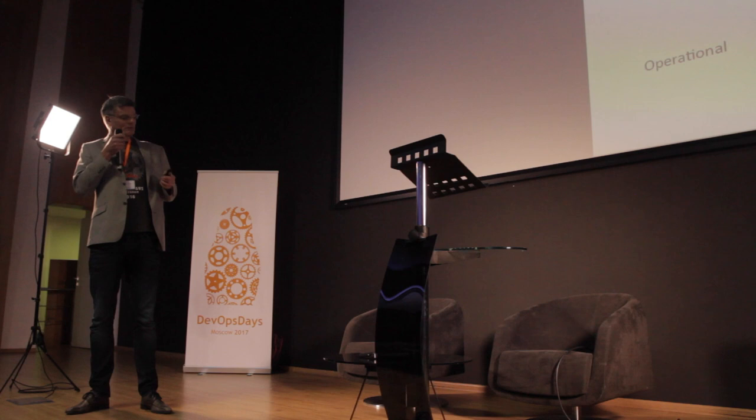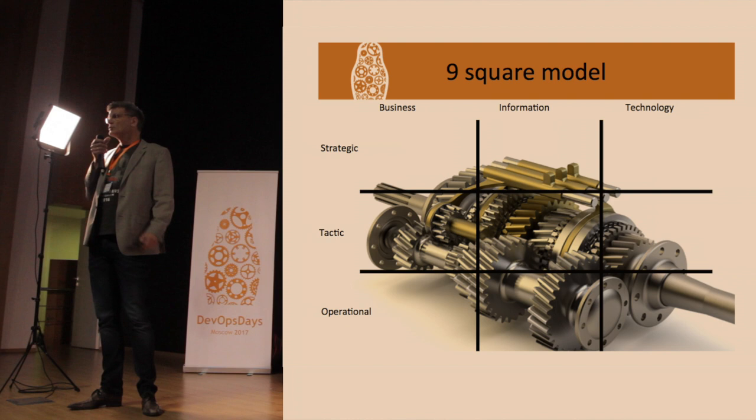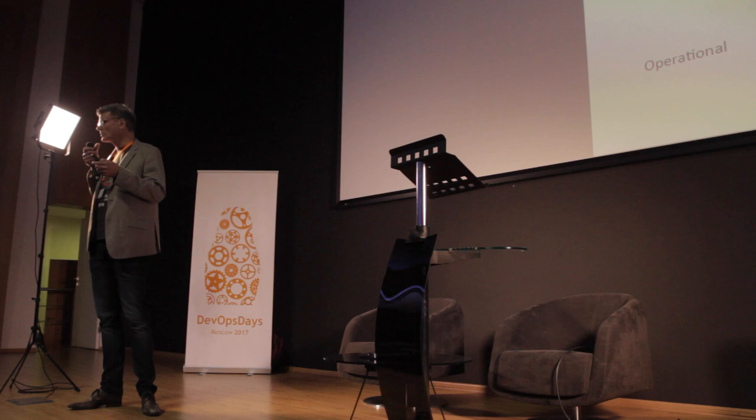And I like to use this gearbox inside to show that all those squares have to work together to make a company work, actually. All those squares. So strategic, operational, technical, business, information, and technology. All the nine squares.